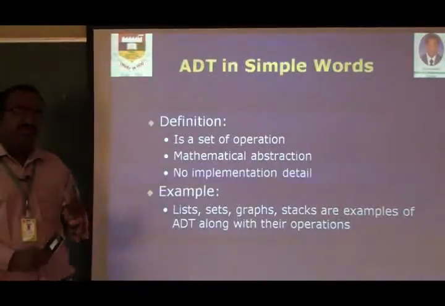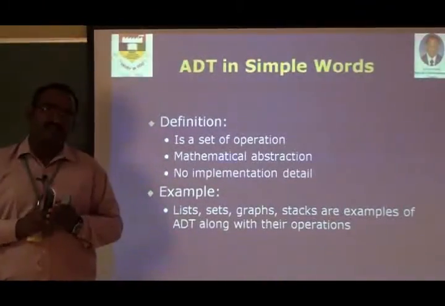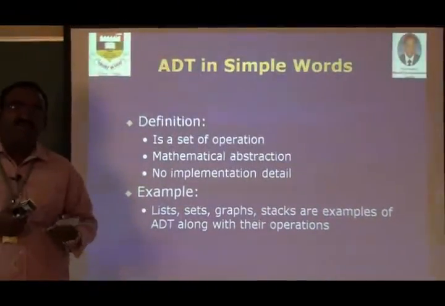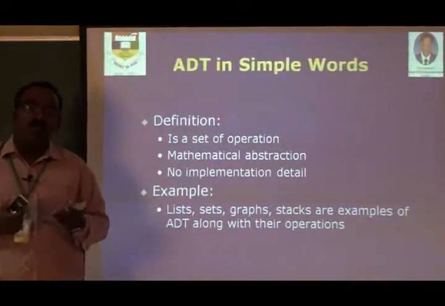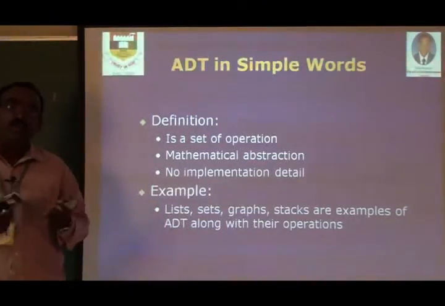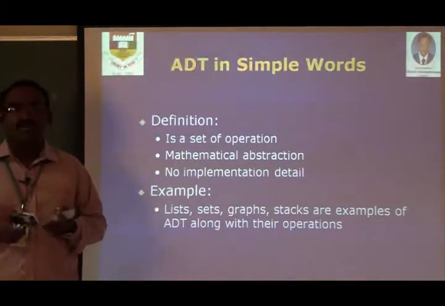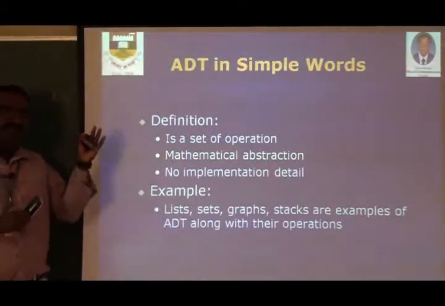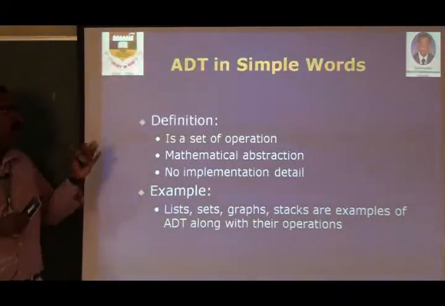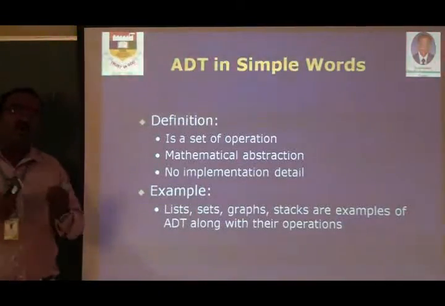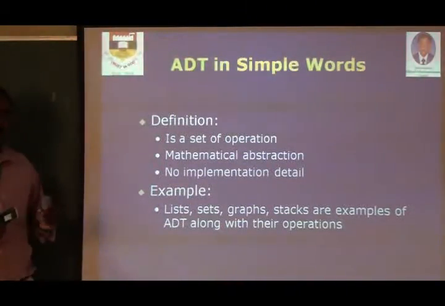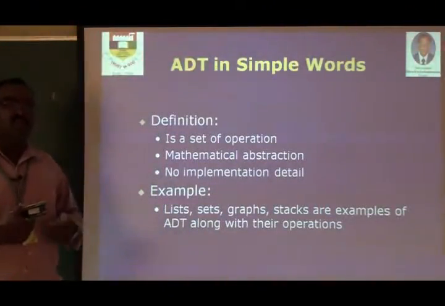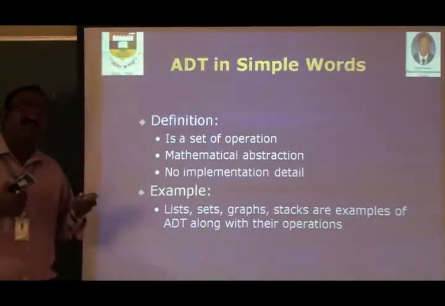So now, in simple words, what is ADT? It's a set of operations, for example a manipulation like summation or addition, or it may be multiplication, division, subtraction. All arithmetic operations can be provided as a set of operations, and the user doesn't know how they are implemented, how they add or divide or multiply or subtract. So it's a very simple definition: a set of operations which has a mathematical abstraction, with no implementation detail. The user doesn't know how the operations are implemented. The simple ADTs we are going to see in data structures are list, set, graphs and tree. A lot of ADTs are provided with some set of operations.